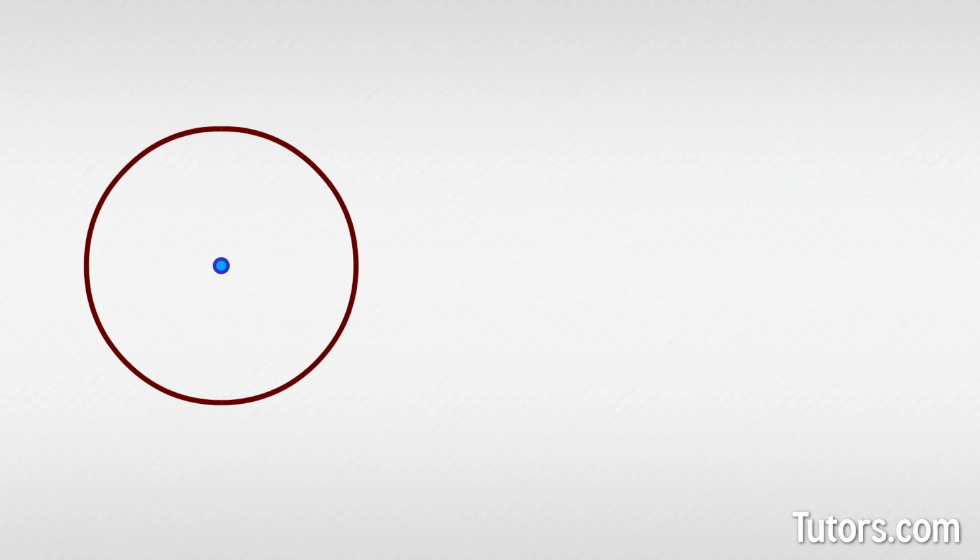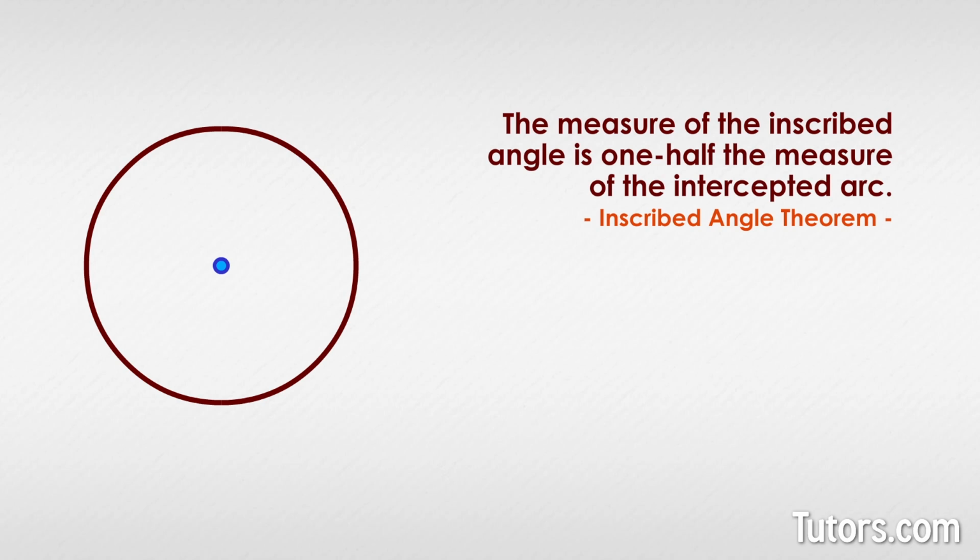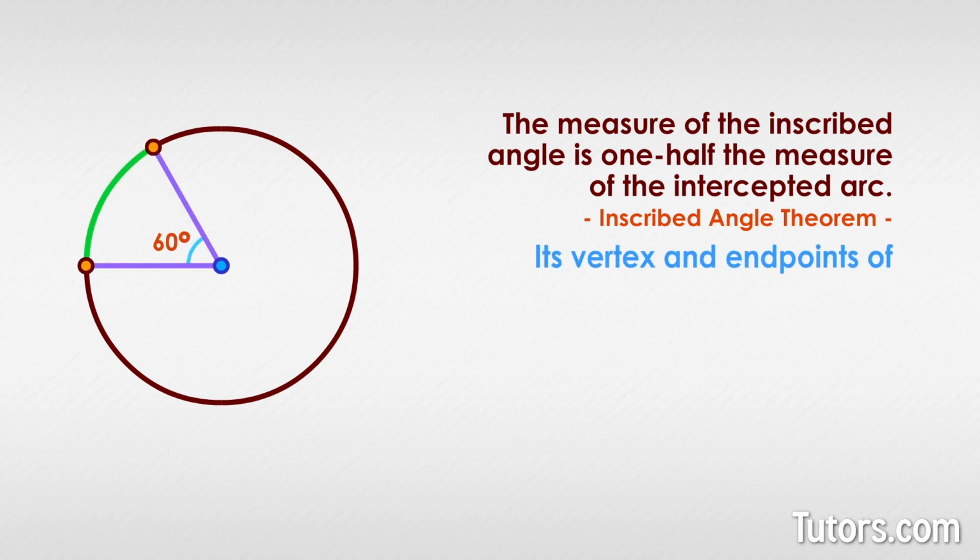Circles have some surprising relationships between their parts. For any inscribed angle, the measure of the inscribed angle is 1/2 the measure of the intercepted arc. That, of course, is the inscribed angle theorem. An inscribed angle has very few rules. Its vertex and endpoints of its sides must lie on the circle.